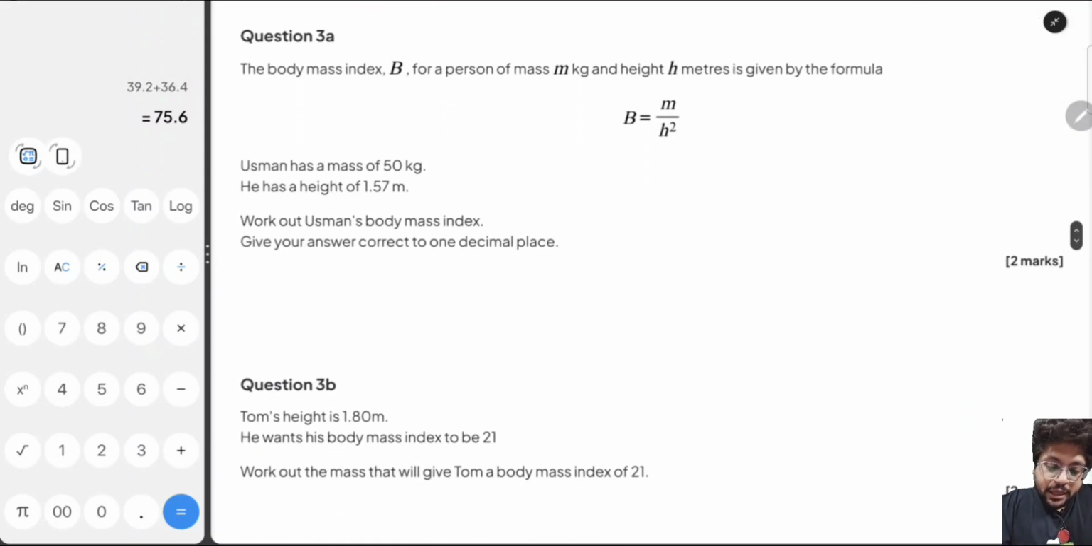See 3a. The body mass index, capital B, for a person of mass m kg and height h meters is given by this formula: B is equal to m upon h square. Now Usman has a mass of 50 kg, so m is already given as 50, and height is 1.57 meter. Quite a short guy. Work out Usman's body mass index.